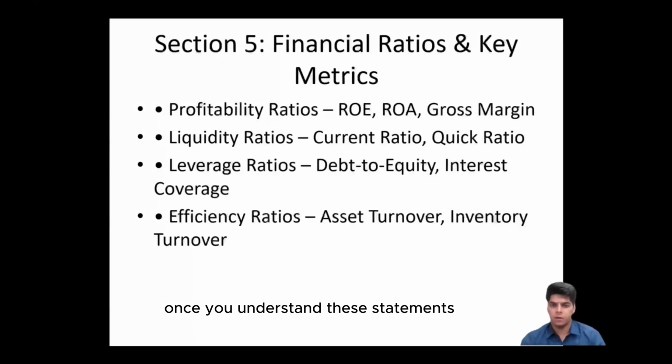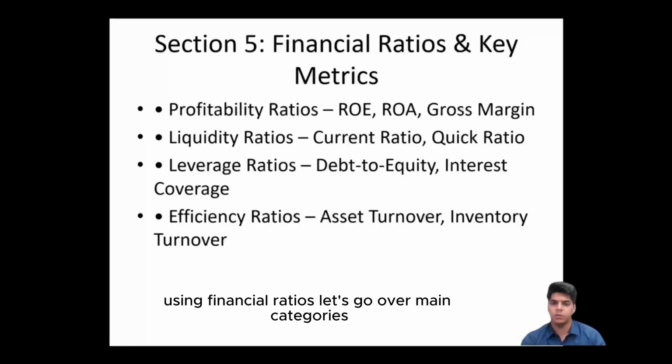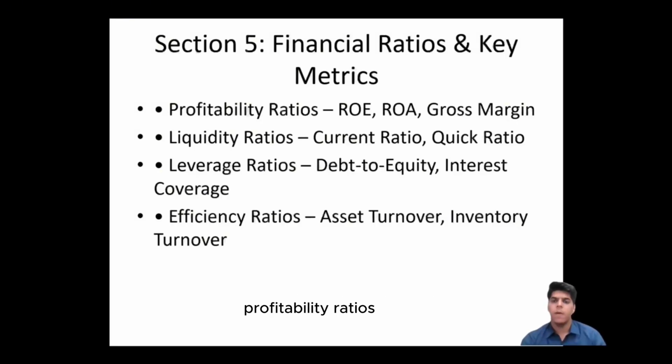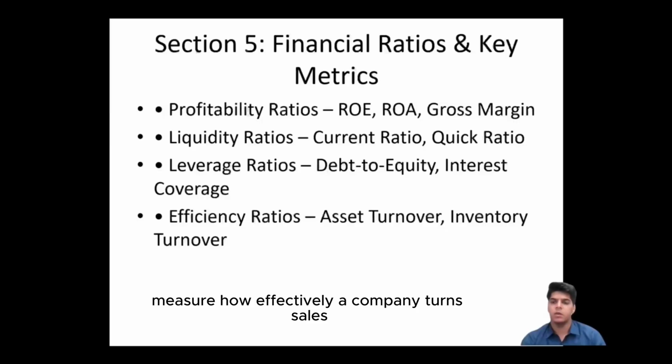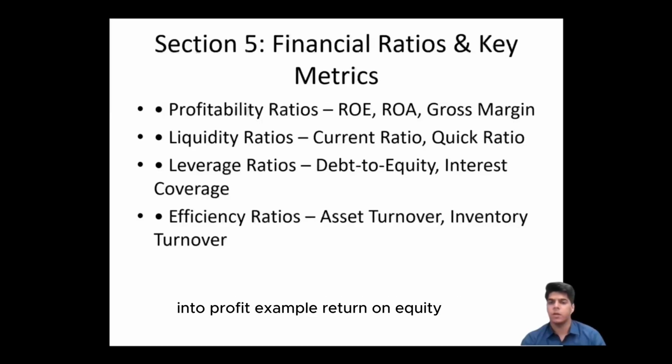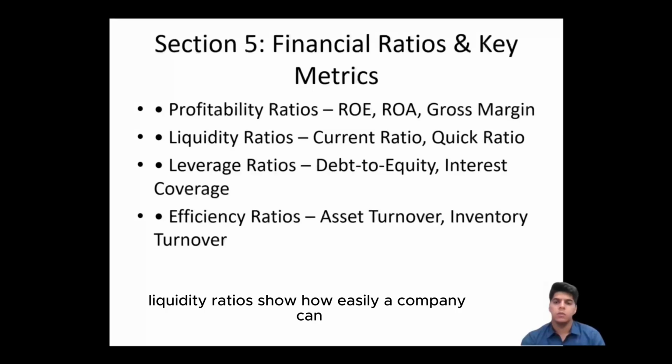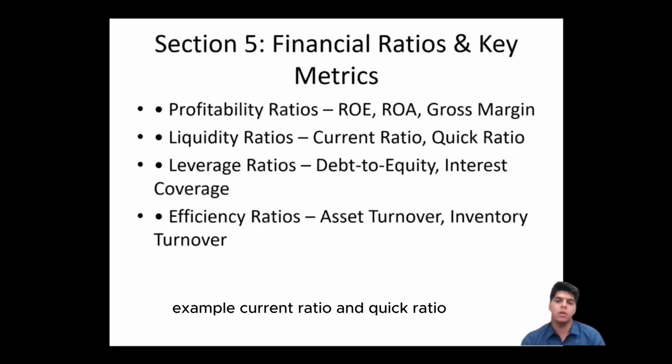Once you understand these statements, you can start comparing companies using financial ratios. Let's go over the main categories. Profitability ratios measure how effectively a company turns sales into profit. Example, return on equity, return on assets, and gross profit margin. Liquidity ratios show how easily a company can meet short-term obligations. Example, current ratio and quick ratio.